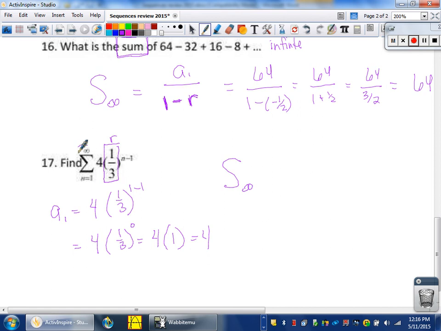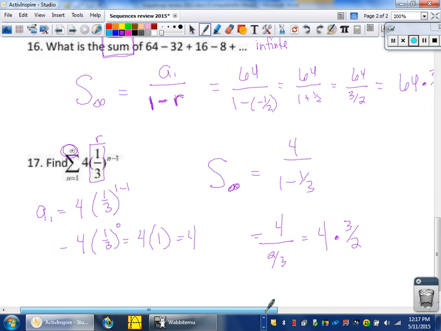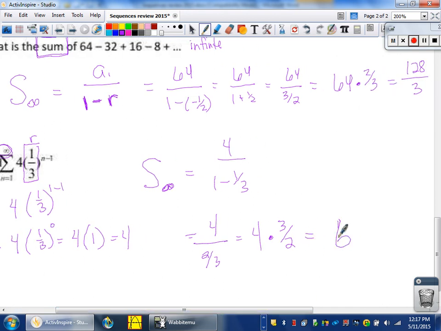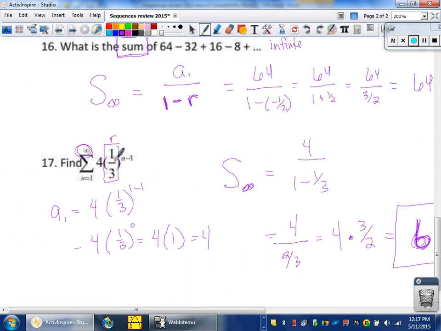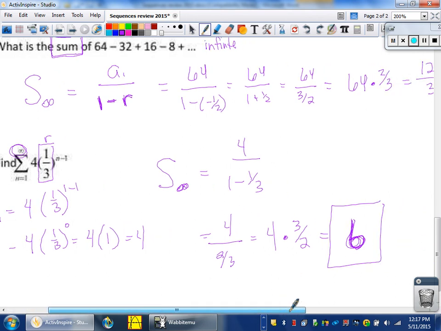So because it says infinite, we'd use the infinite sum formula. 4 over 1 minus 1/3. 4 over 2/3 is 4 times 3/2, which is 6. 4 times 3 is 12, and 12 divided by 2 is 6. If we added up all these terms, 4 plus 4/3 plus 4/9 plus all those things, you would get 6.